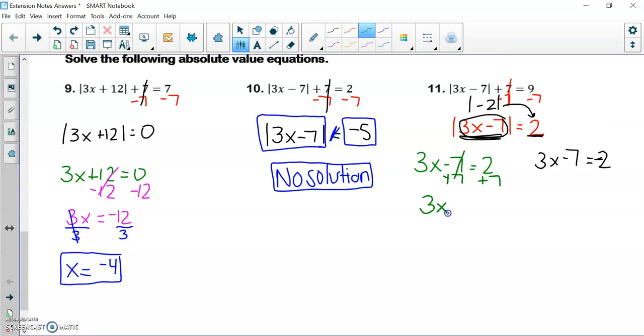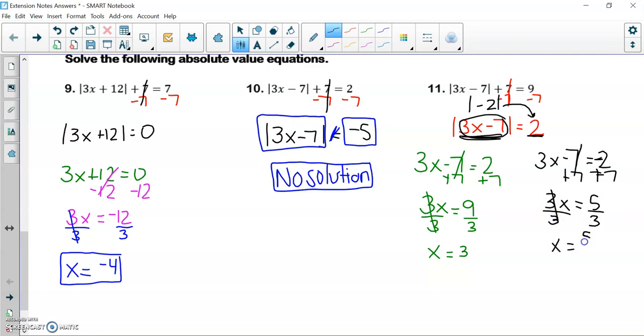And I have 3x is equal to 9. And dividing by 3 on both sides, I get x is a value of 3. So x could be 3. Solving my next equation, I add 7 to both sides. I get 3x is equal to 5. Dividing by 3 on both sides, x comes out to be 5/3. So I'm going to write this as 1. X could be 5/3. X could also be 3 to make this equation true.